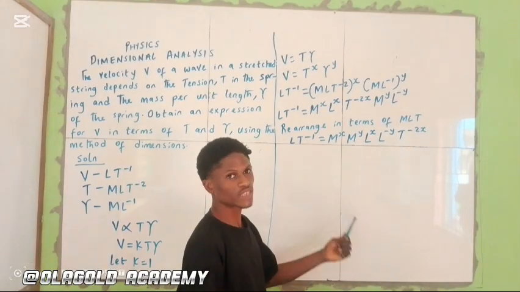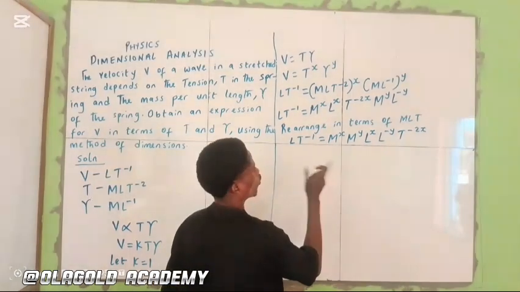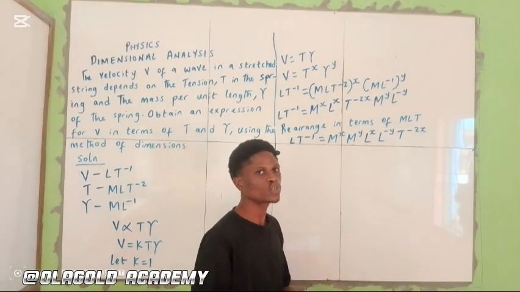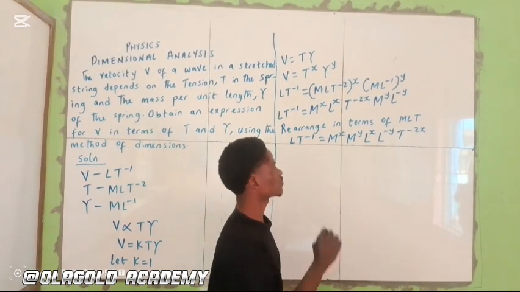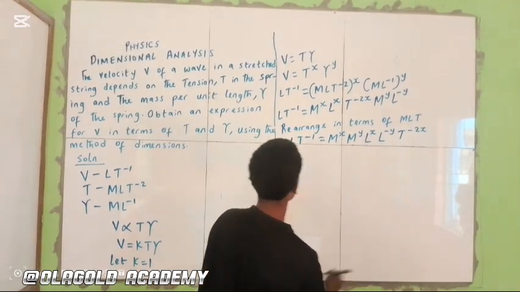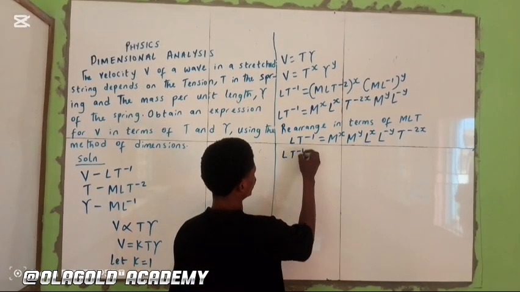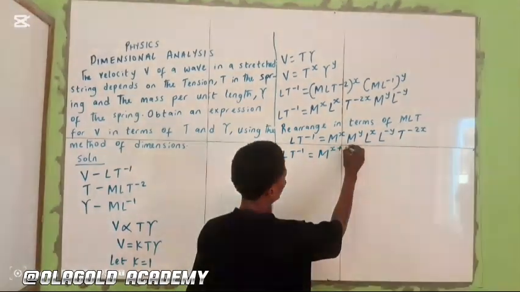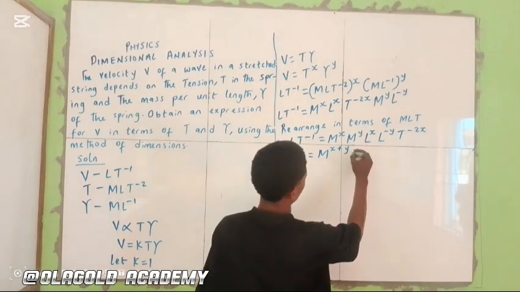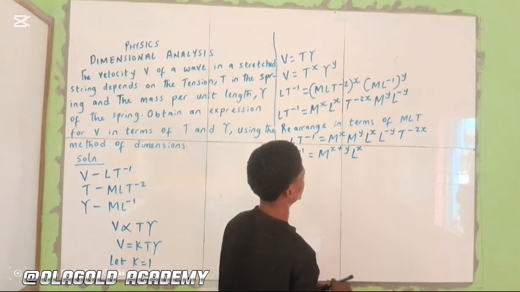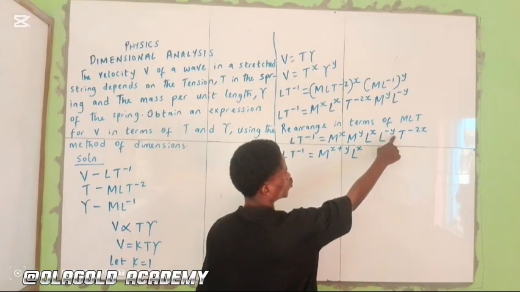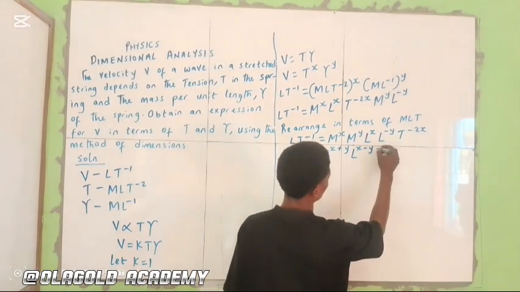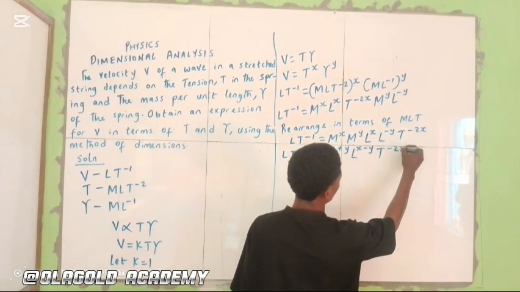Okay, the next step now is, in indices, if we are having the bases multiplying each other, what do we do? We add the powers. The bases are multiplying each other, we add the powers. So we're going to have our LT minus 1 equal to M to the power x plus y, L to the power x plus minus y, which gives us minus y. Then lastly we have T to the power of minus 2x.